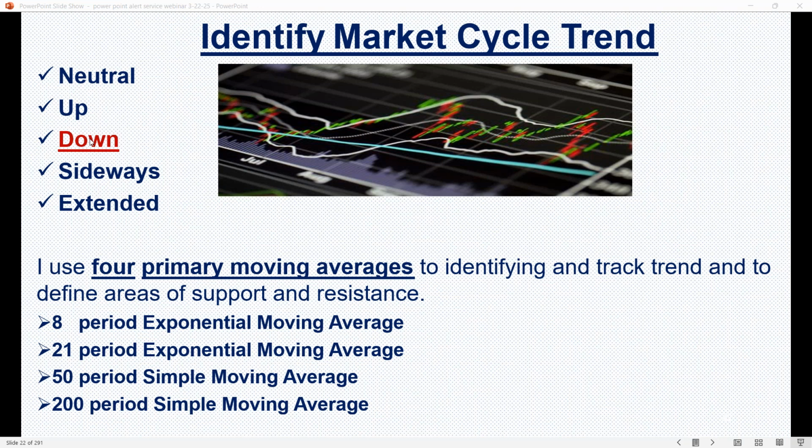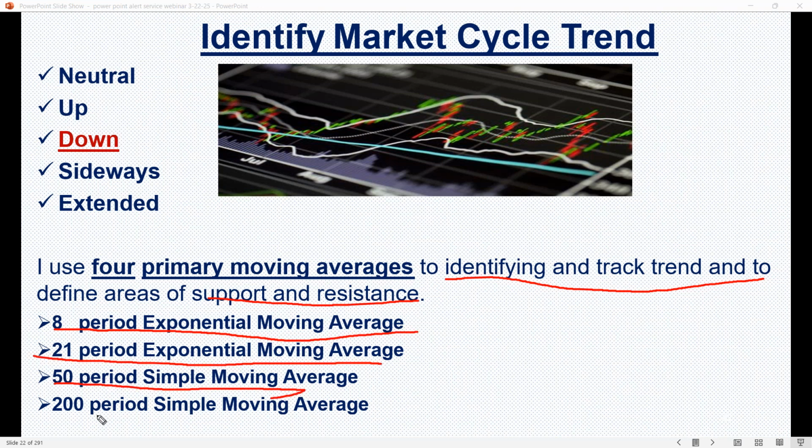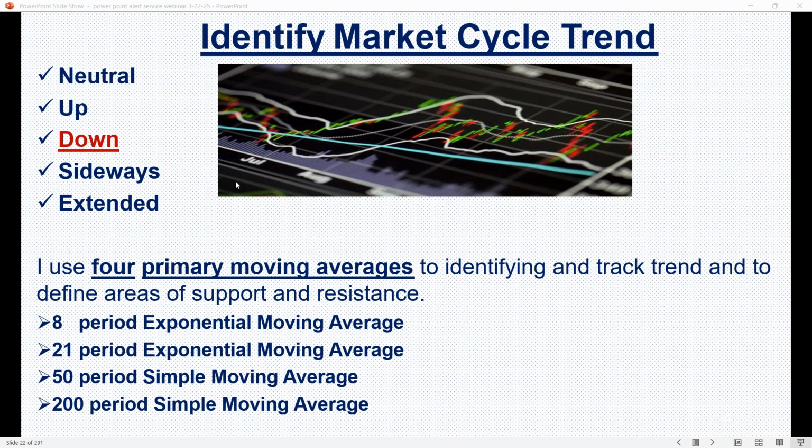Now to set an established trend, I use 4 primary moving averages to identify and track trend and to define areas of support and resistance. I'm going to key off the 8 exponential moving average, the 21 exponential, and then I'll look at the 50 simple and the 200. So these are my key 4 that I always look at. There are other ones that I'm always aware of, but these are the key ones for the system that I use. All right, so that's to help you identify the cycle.